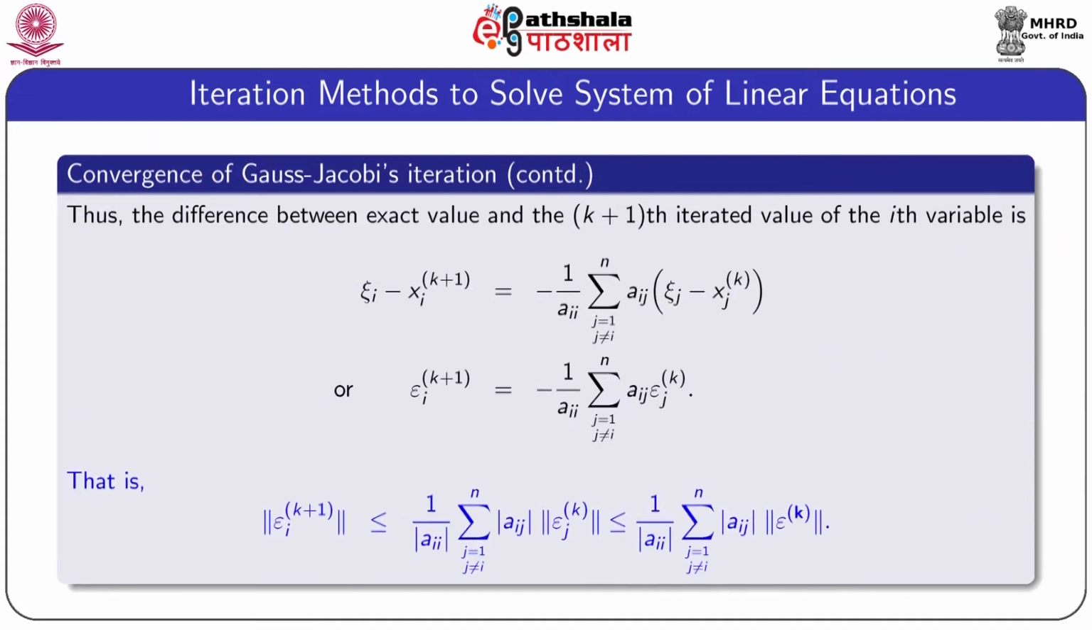Now, the norm of the error epsilon i^(k+1) is less than or equal to 1 by absolute value of aii summation over j equal to 1 to n, j not equal to i, absolute value of aij into the norm of the error occurred at the kth iteration for the variable xj, that is epsilon j^k, which is less than or equal to 1 by absolute value of aii into summation of j equal to 1 to n, j not equal to i, of absolute value of aij into the norm of the error vector epsilon^k.